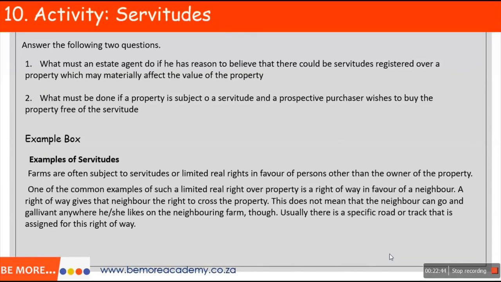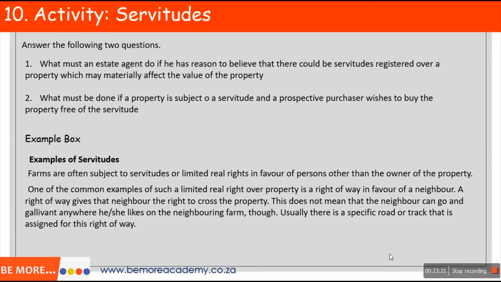Okay, what must be done if a property is subject to a servitude and the prospective purchaser wishes to buy the property free of the servitude? I'll skip that one, I have no idea. Okay, let's just do it as a wild case ourselves. What must be done if a property is subject to a servitude and the prospective purchaser wishes to buy the property free of the servitude?